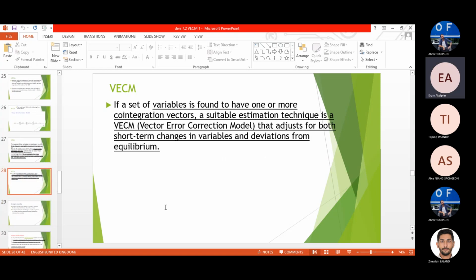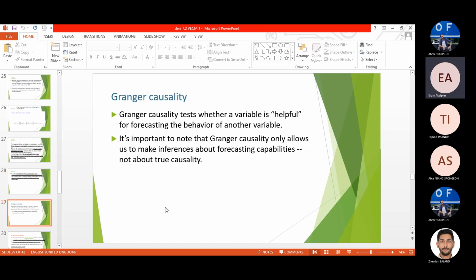The vector error correction: if a set of variables is found to have one or more cointegration vectors, a suitable estimation technique is a vector error correction model that adjusts for both short-term changes in the variable and deviations from equilibrium. The Granger causality tests whether a variable is helpful for forecasting the behavior of another variable. It's important to note that Granger causality only allows us to make inference about forecasting capabilities, not about true causality.